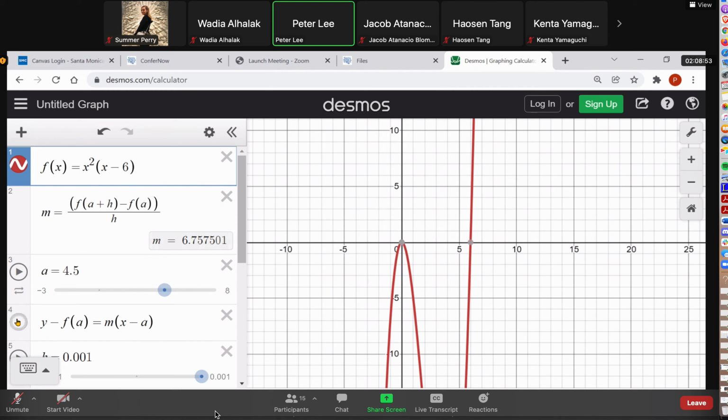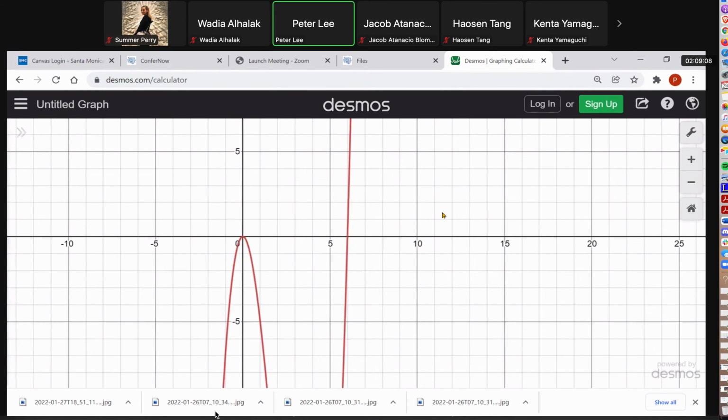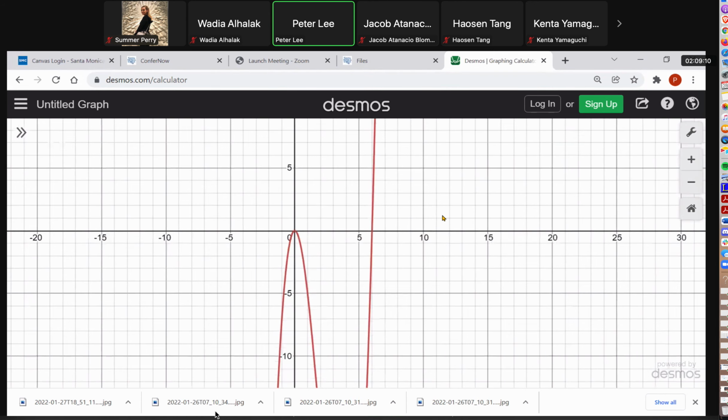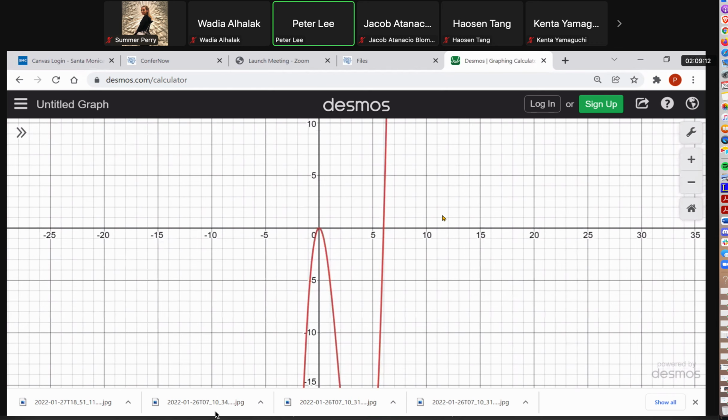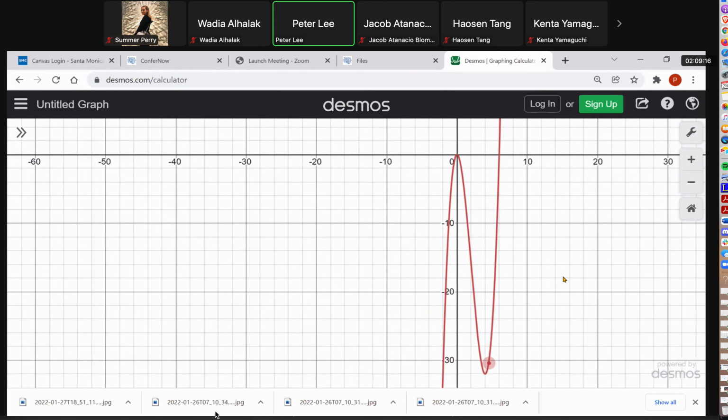So by the way, started 10:08. So I'm coming back to graph here, and I graph y equals x squared minus x, or in fact, x squared times (x minus 6). And the graph actually looks like this. This is how the graph is.